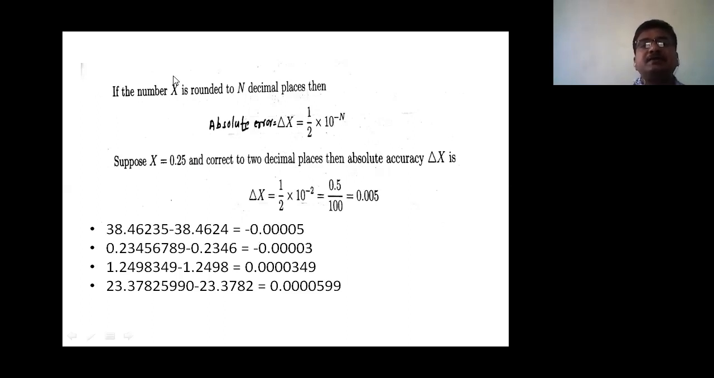That is, the formula is what? If the number is rounded to n decimal places, then the absolute error, that is denoted by delta x, is 1/2 10 raised to minus n. So we will see some examples on this formula in the next lecture.